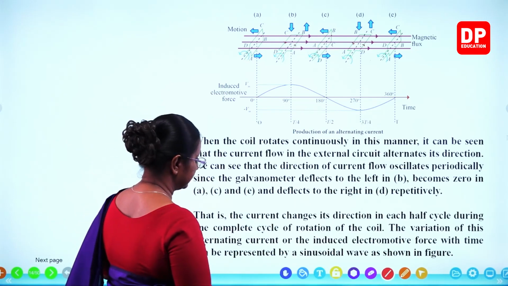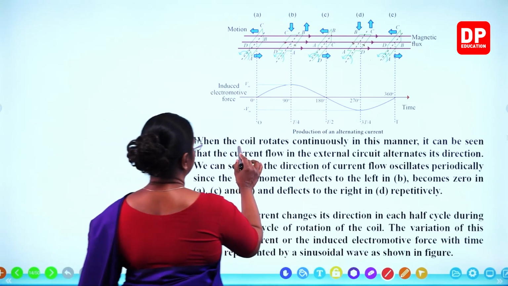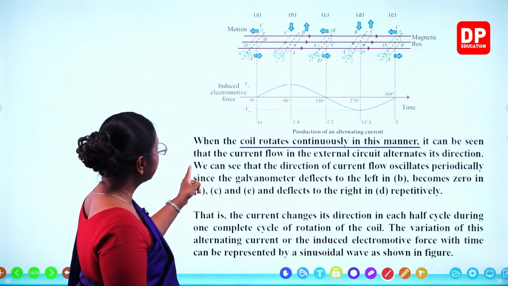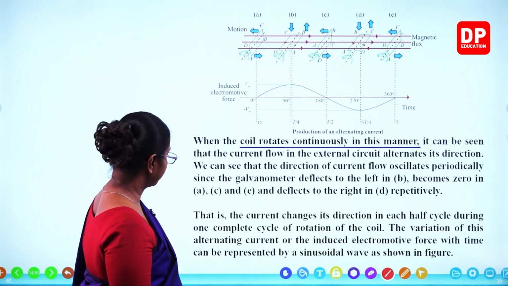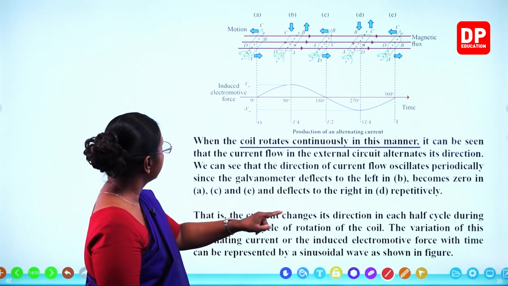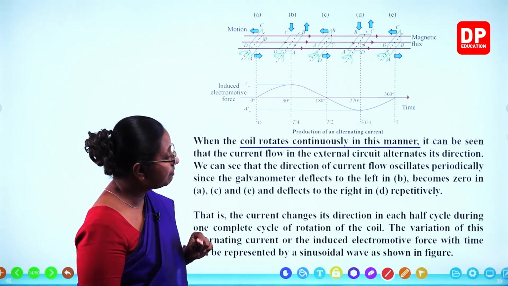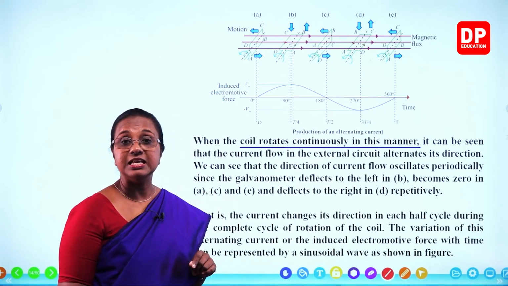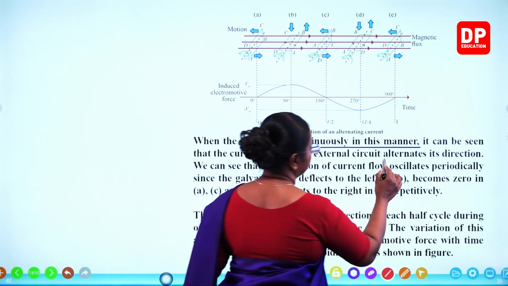Now here you can understand when the coil rotates continuously in this manner, it can be seen that the current flow in the external circuit alternates its direction. We can see that the direction of current flow oscillates periodically since the galvanometer deflects to the left in B, becomes 0 in A, C and E, and deflects to the right in D repetitively. So this is going to be an alternate current.